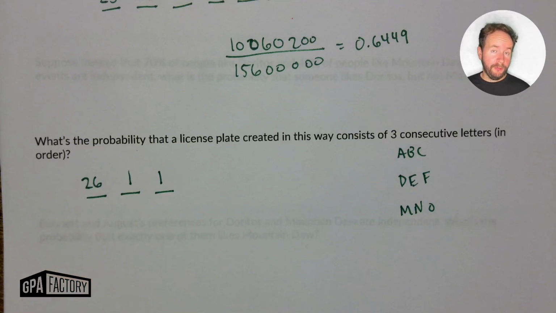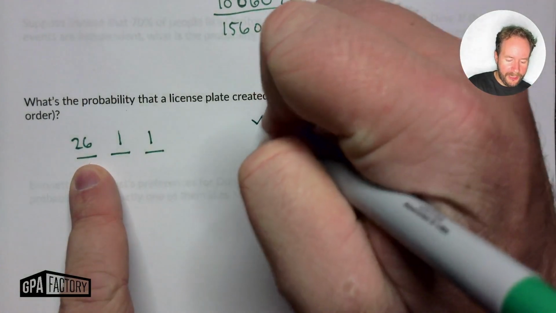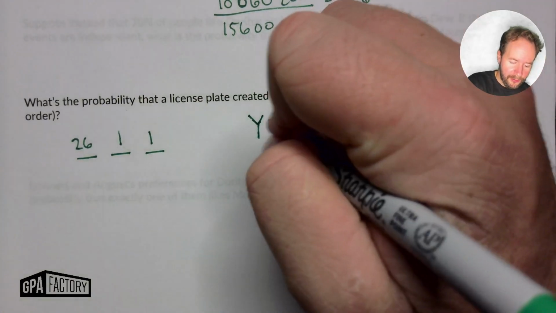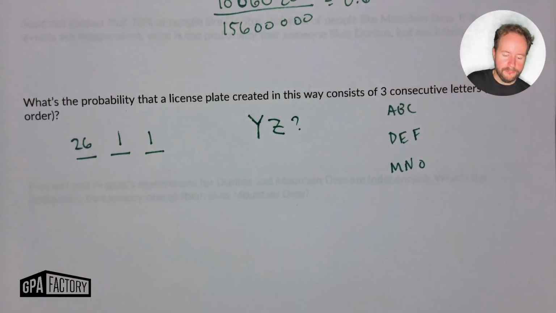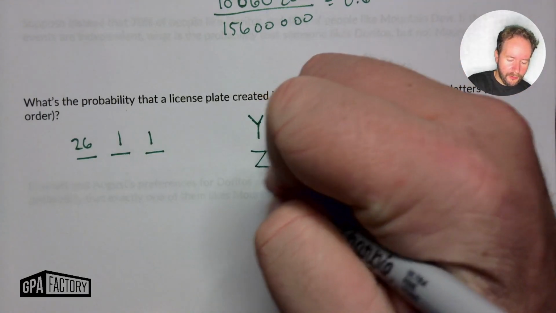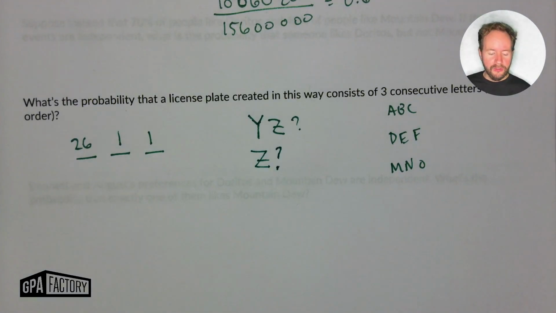Some of you will notice a problem with this though, which is, what if I start my license plate off with a Y? Well, then what are the next consecutive letters? You could do Z, but then what comes after Z in the alphabet? Well, nothing. So I couldn't do a Y. And similarly, I couldn't start my license plate with a Z because, again, what's the next letter? There is no next letter after Z. So I can't pick any letter to start. I can only pick one of 24 letters.